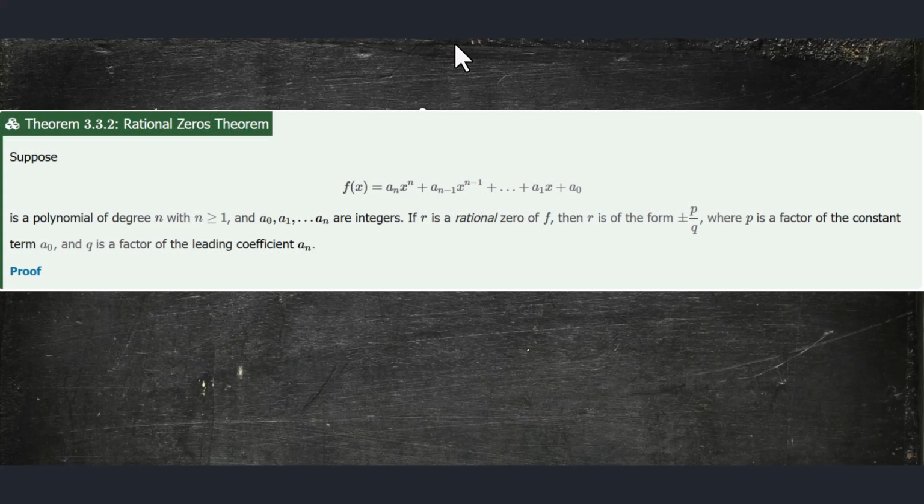As you can see on your screen right now, the Rational Roots Theorem deals with a polynomial f(x) = a_n x^n + ..., and you can see the rest of it right there. All of those coefficients are assumed to be integers, and it has to be degree at least 1. The Rational Roots Theorem states the following: if we have a rational root or a rational zero of our polynomial function, then it has to be the ratio p over q, where p is a factor of the constant a_0, and q is a factor of the leading coefficient a_n.